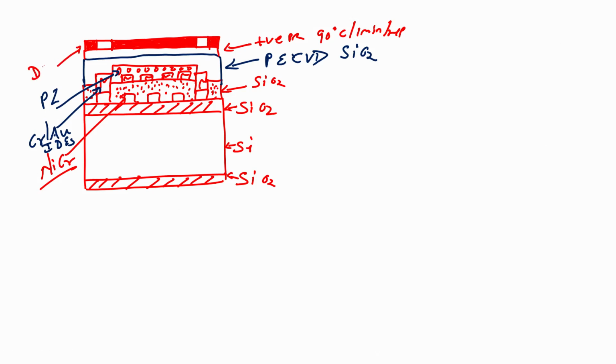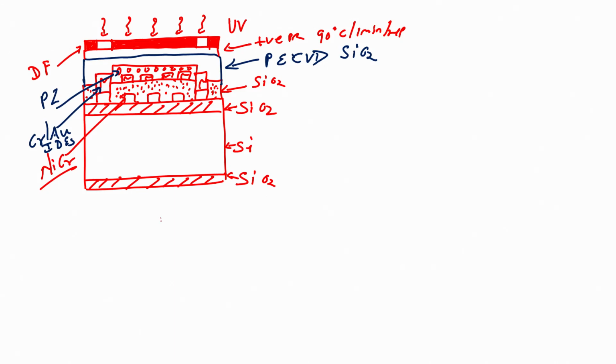This is my dark field mask. After the dark field mask, I will expose the wafer with UV light. Okay. After this, what will happen?